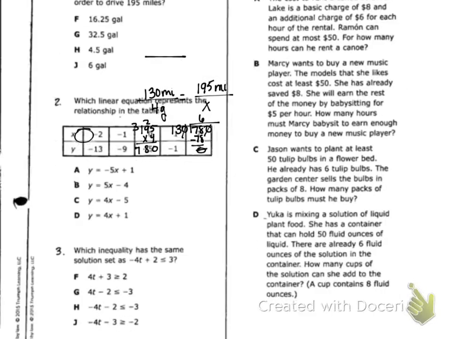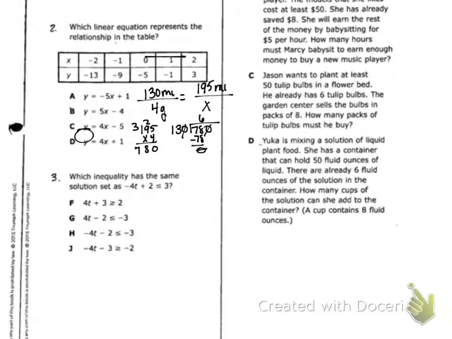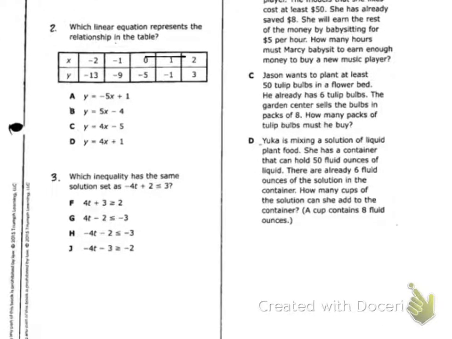Number 2. Which linear equation represents the relationship in the table? So there's a couple of ways you can do this. The first way is to just plug in. So I would take x is negative 2 and y is negative 13. So I would take negative 2 for x. So negative 5 times negative 2 plus 1.